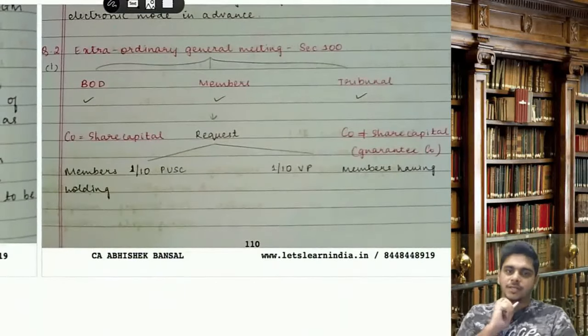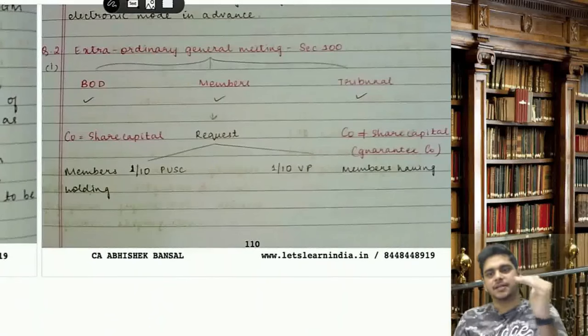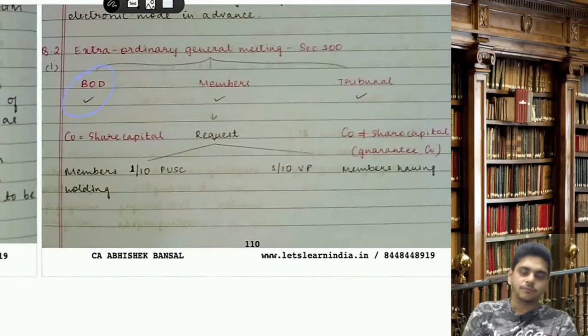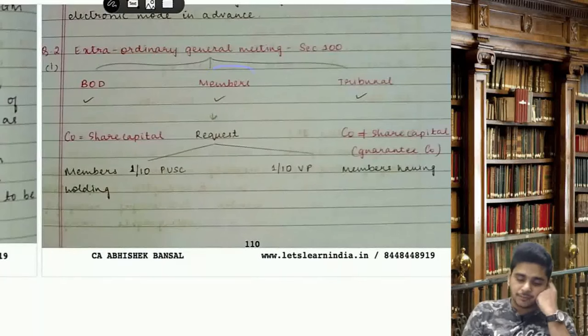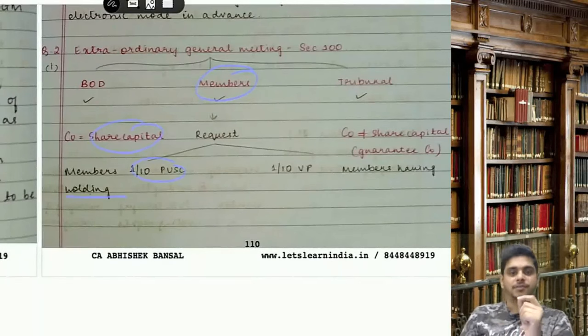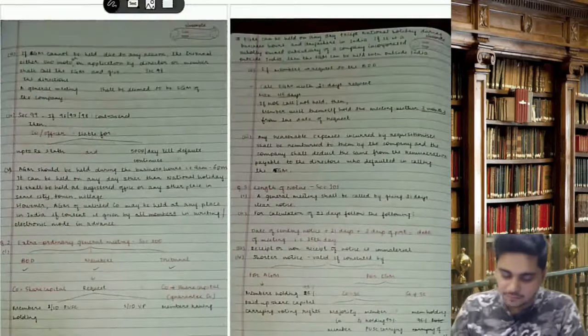Now, sir, EGM, section number is 100. So 96, 97, 98, 99 are all on AGM. 100 is EGM. It can be called by the board or by the members or by the tribunal. Sir, what about the members? In case of a company having share capital, how many members can request? Members holding minimum 1/10 of paid up share capital. In case of a guarantee company, members holding 1/10 of voting power can request to call the EGM.